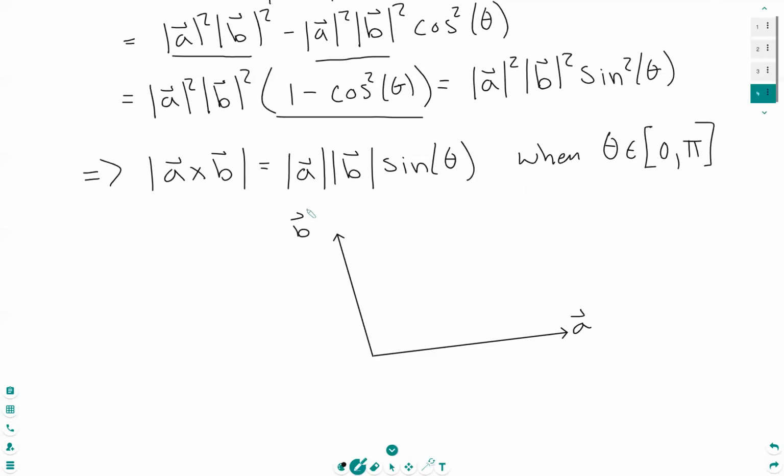So whatever plane that they share, you put your hand on that plane and you just curl your fingers, and your thumb should be pointed in the direction that the cross product is going to be going in. So in this case, pointed out of the screen.